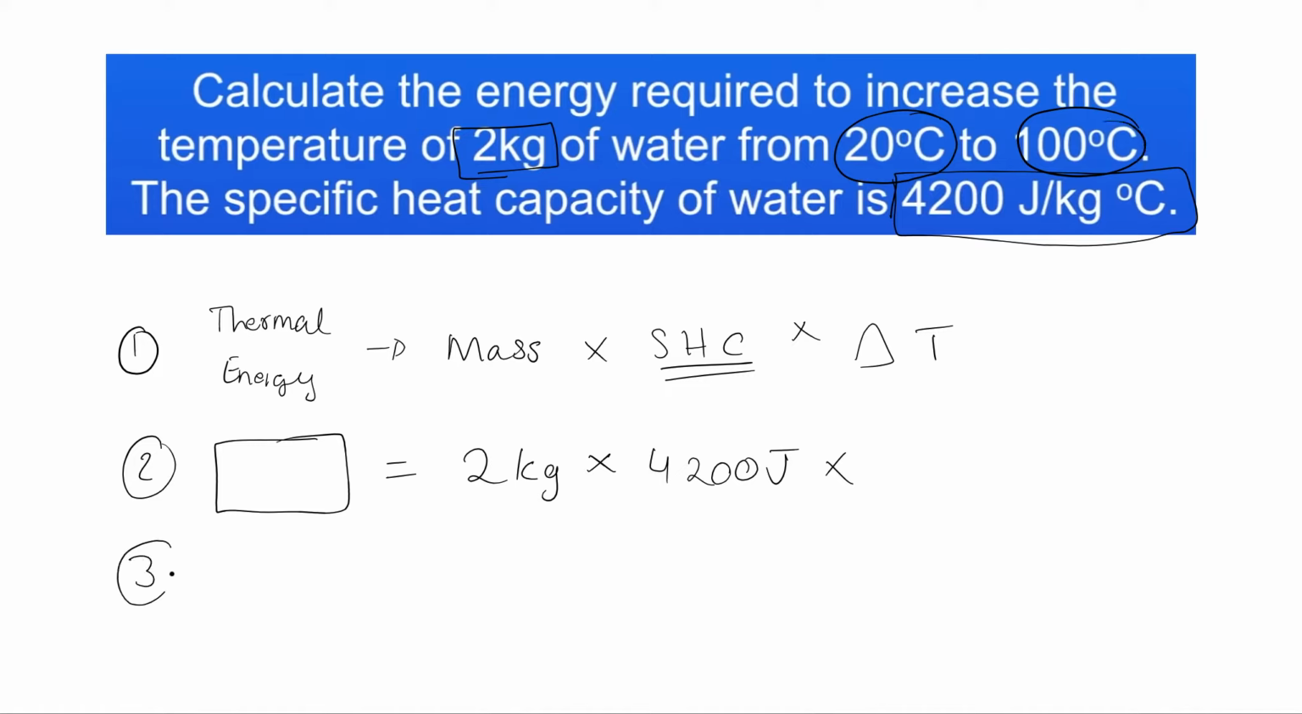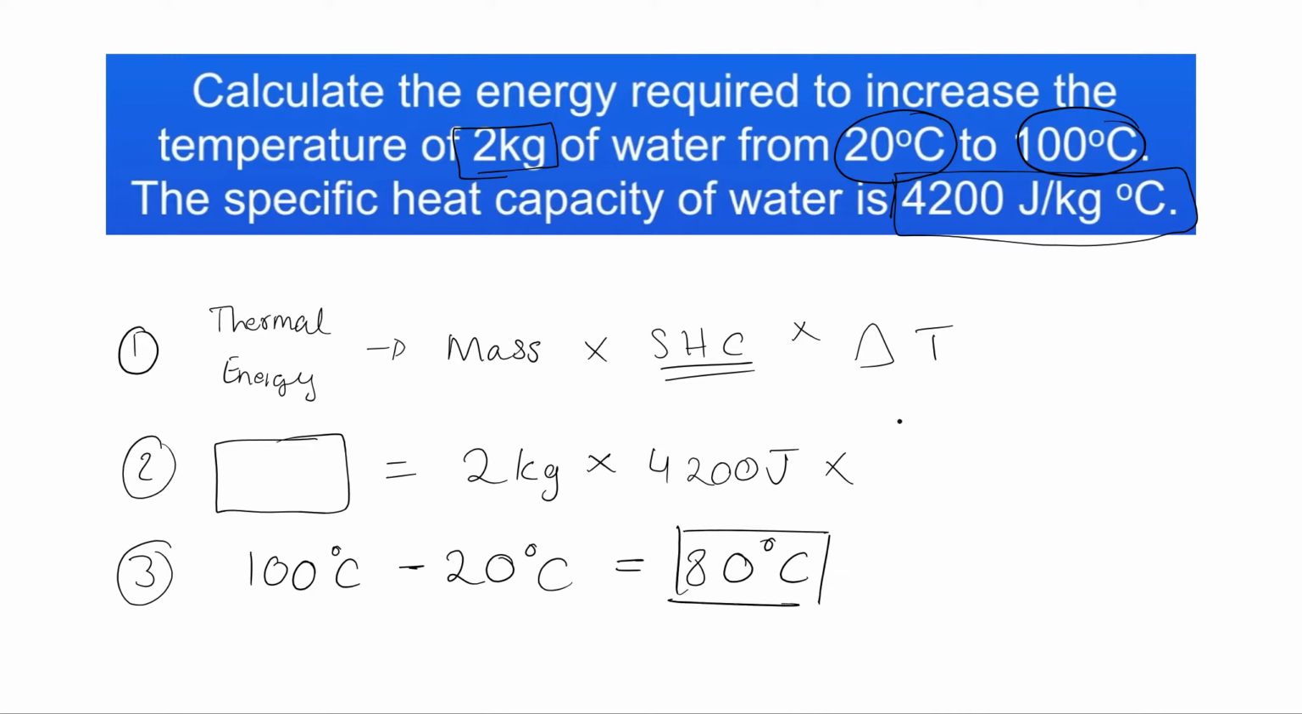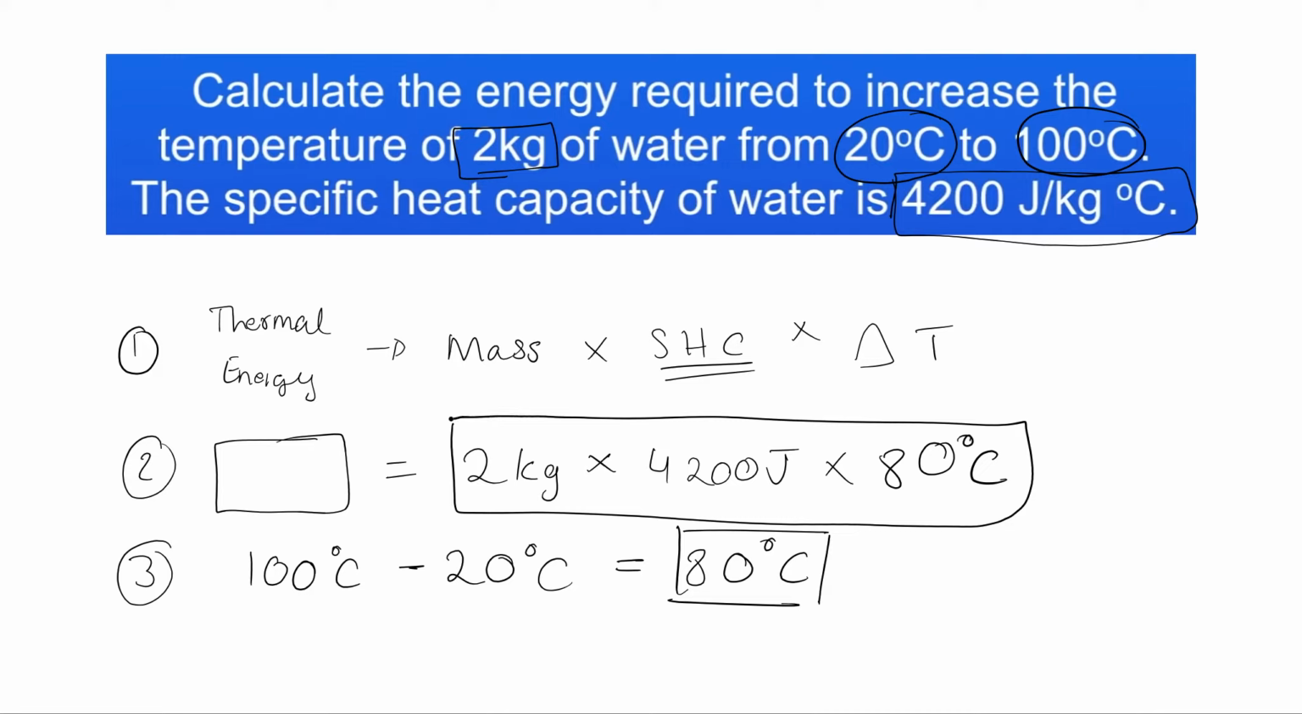So our step 3 would be to do 100 degrees Celsius subtract 20 degrees Celsius. This would give us an answer of 80 degrees Celsius, and that over here is the change in temperature. So we multiply this by 80 degrees Celsius, and now we have our full complete equation that we can just type into the calculator. So we do 2 multiplied by 4,200 multiplied by 80.